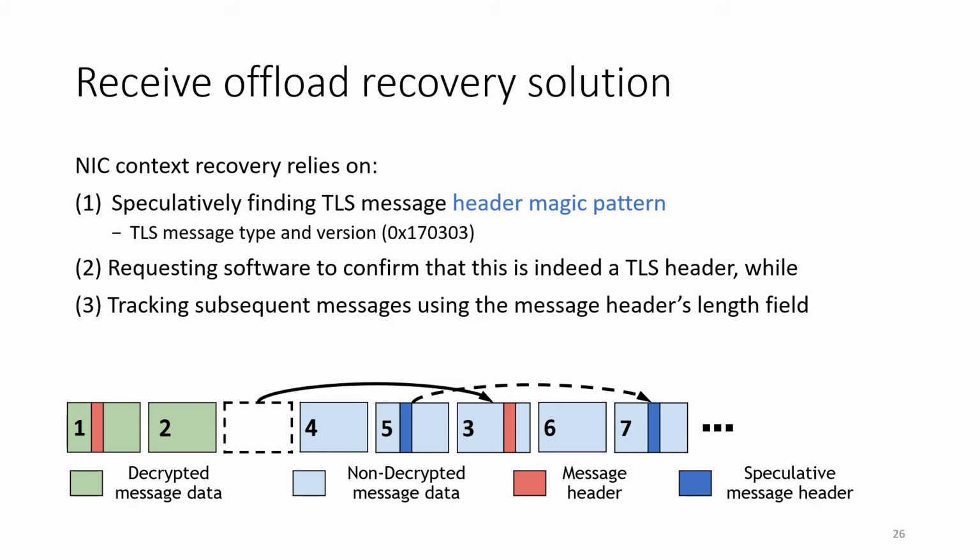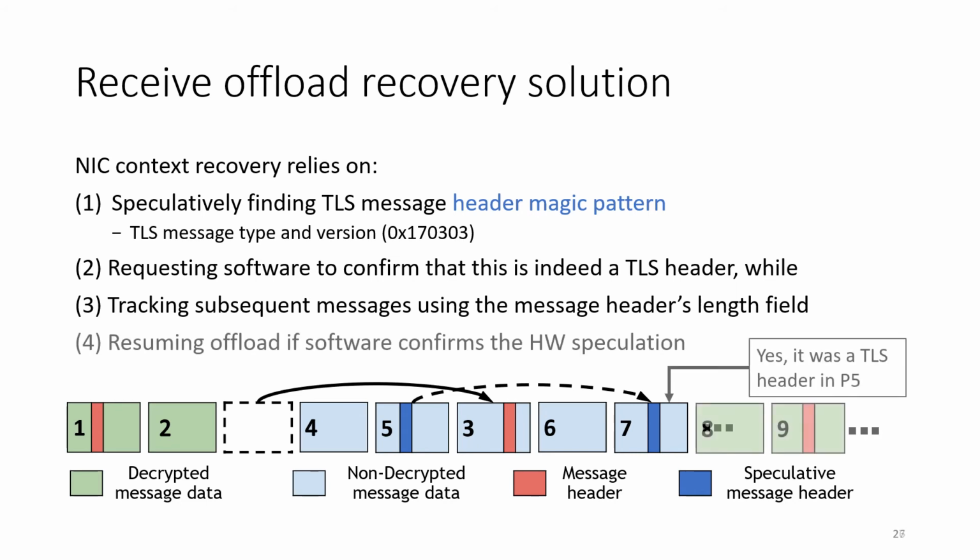Meanwhile, packets continue to arrive, and NIC hardware uses the TLS record size in the speculatively found header to track subsequent message header patterns. And if indeed it is a TLS record header, then tracking will be successful as long as message headers arrive in sequence. Finally, at some point in the future, software will confirm that it was a TLS record header in packet 5, and NIC hardware will resume offloading. In this manner, we enable software to respond about packet 5, while packets continue to arrive in hardware.